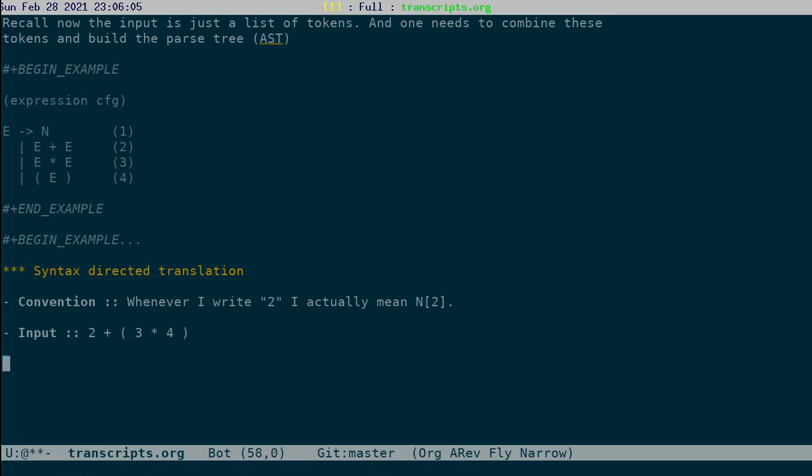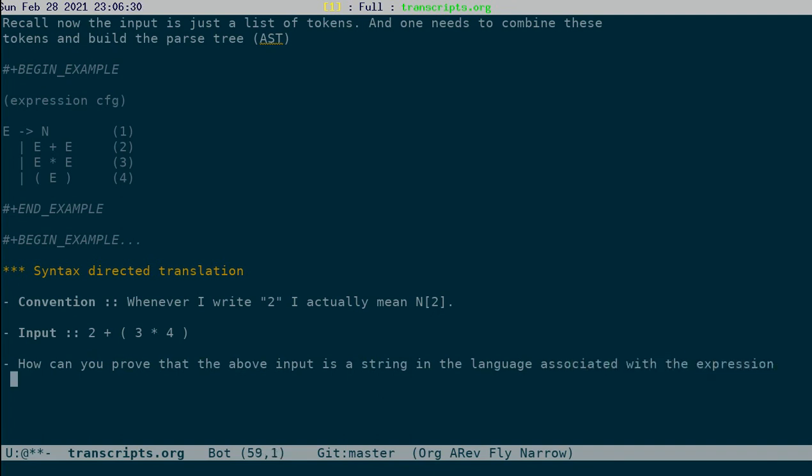Okay, so we ask the question, how can you prove this to me? How can you prove that the above input is a string in the language associated with the expression CFG? Okay, how can you associate?